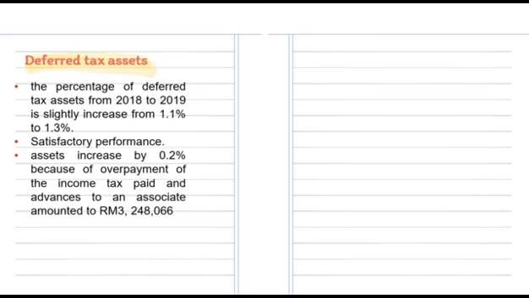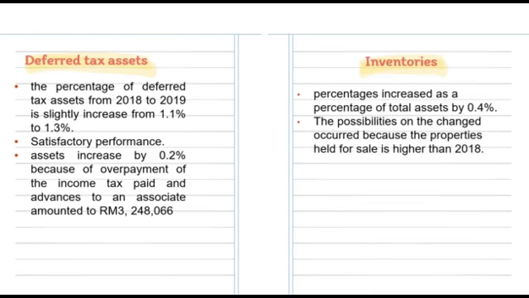But for this company, no portion of deferred tax asset has been recognized because it is not probable that taxable profit will be available in the foreseeable future to utilize the benefit. As for inventory, the trend of the inventory is increased by 0.4%. The possibilities on the change occur because the properties held for sale is higher than 2018.